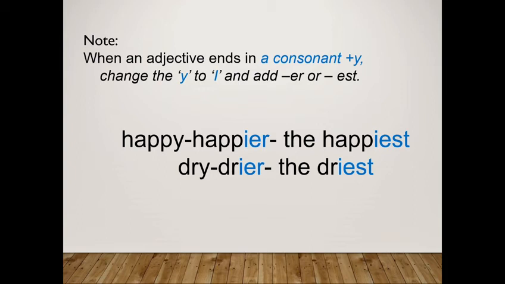Okay, even though this word has two syllables, happy, right? But we must apply the one syllable form because the last letters of happy are a consonant plus y. Dry, of course, dry is one syllable. Okay, dry becomes drier and then the driest.